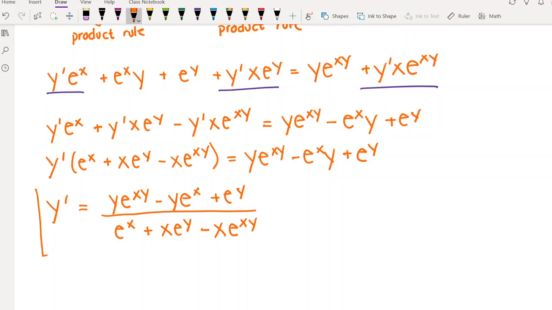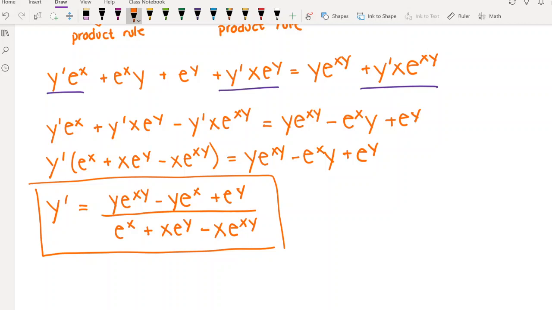And again, I think this is kind of a satisfying derivative. If you look at it, it's very symmetric. Everything that appears, kind of the opposite of it appears, right? We have y e to the xy, and then we have x e to the xy. And then we have x e to the y, and we have y e to the x. And then the signs are all flipped too. Or at least some of the signs are flipped.